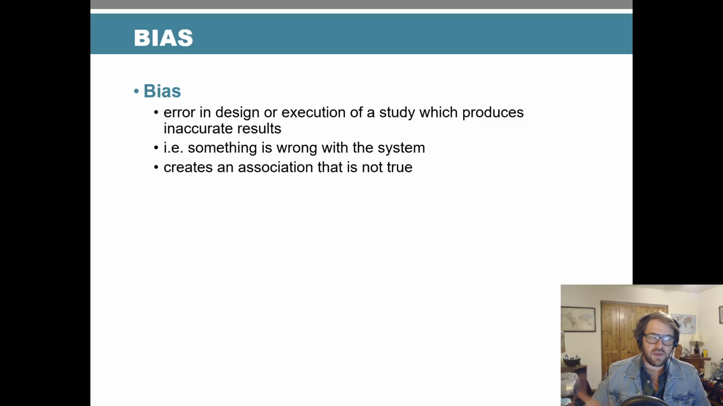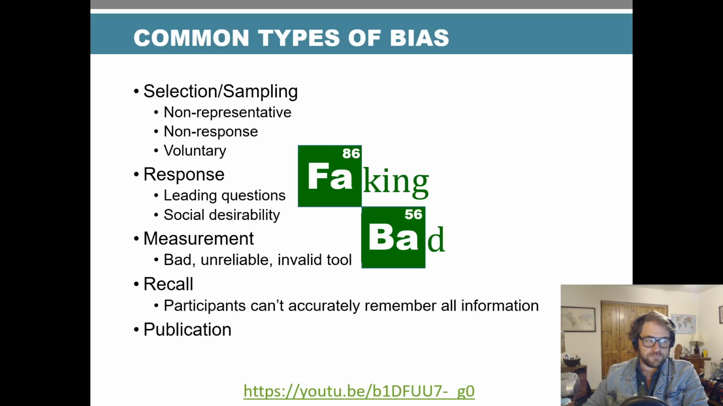Bias is error in the design or execution of a study which produces inaccurate results. Something is wrong with the system. You've measured the wrong thing, or you have chosen the wrong sample. It creates an association between two variables that just isn't true because of some problem in how the study was designed or how the participant pool was managed or how the responses came out, some actual legitimate problem that isn't just random variation.